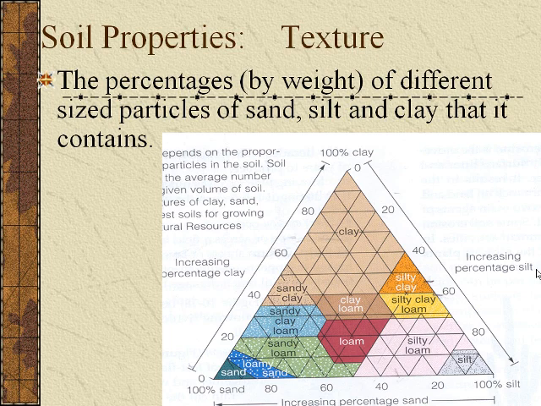Okay, so soil properties, one of them is texture. Exactly what it sounds like. We're looking at the percentages, the weight or the mass of the different size particles, and the three options are sand, silt, and clay. So the texture is how much sand, how much silt, and how much clay it contains. Is it really grainy with a lot of sand in it, or is it really, really fine with a lot of silt or clay in it?